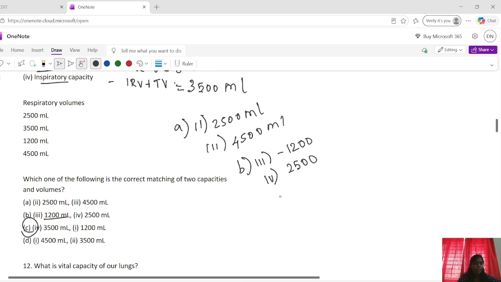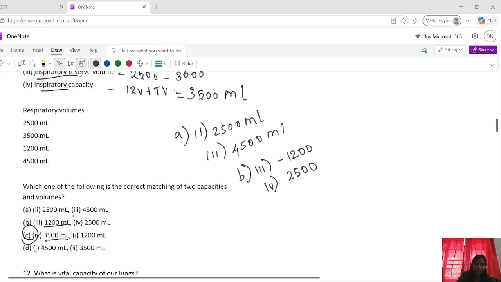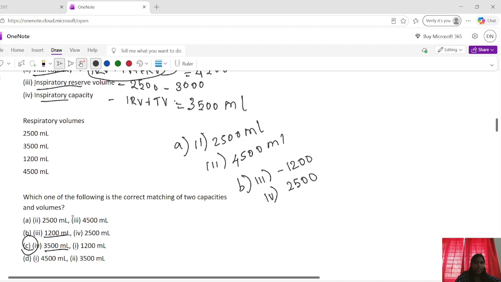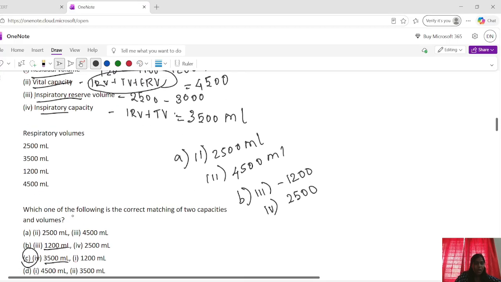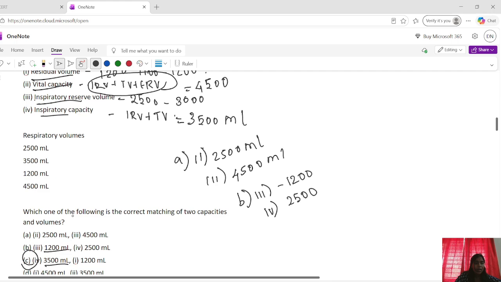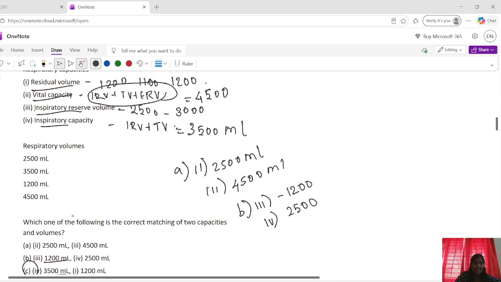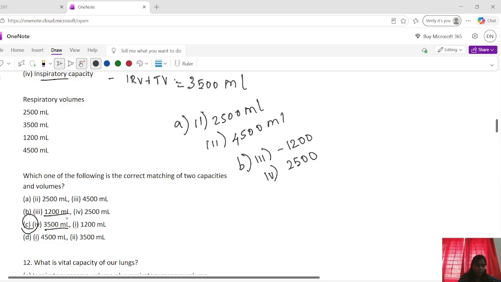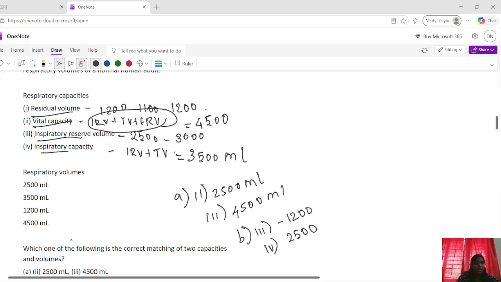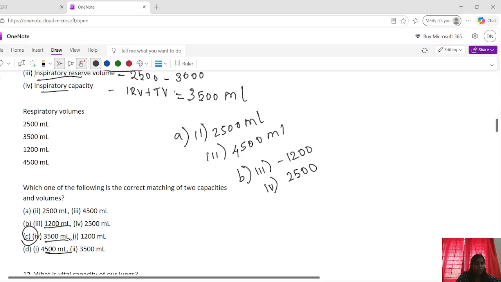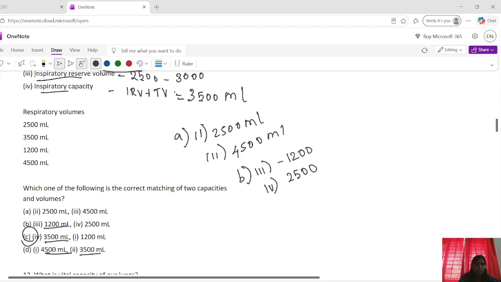Let's move on to option C. Fourth should be paired with 3500 and first should be paired with 1200. So this is the correct option. Let's check the last option also. The last option has residual volume and vital capacity. What is the residual volume that we have obtained? 1200, but they have mentioned 4500 here. And what is the vital capacity that we have obtained? 4500, but here it is 3500. So on the whole, the option which is correct is option C.